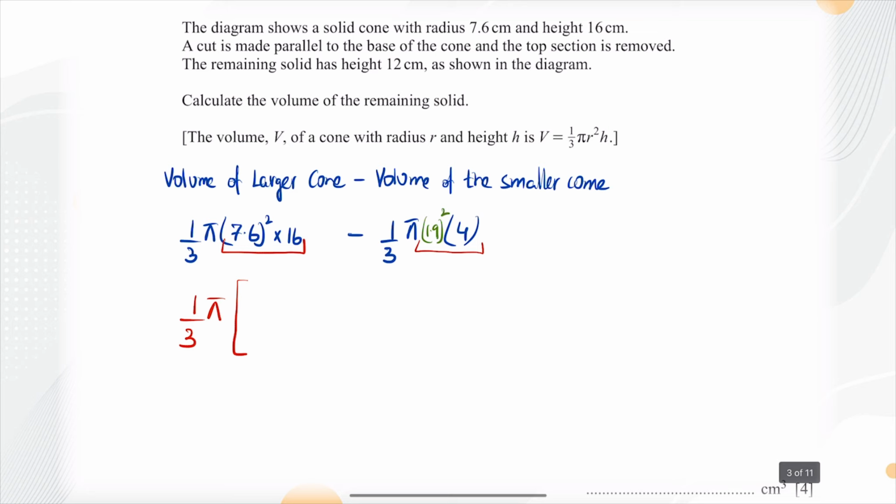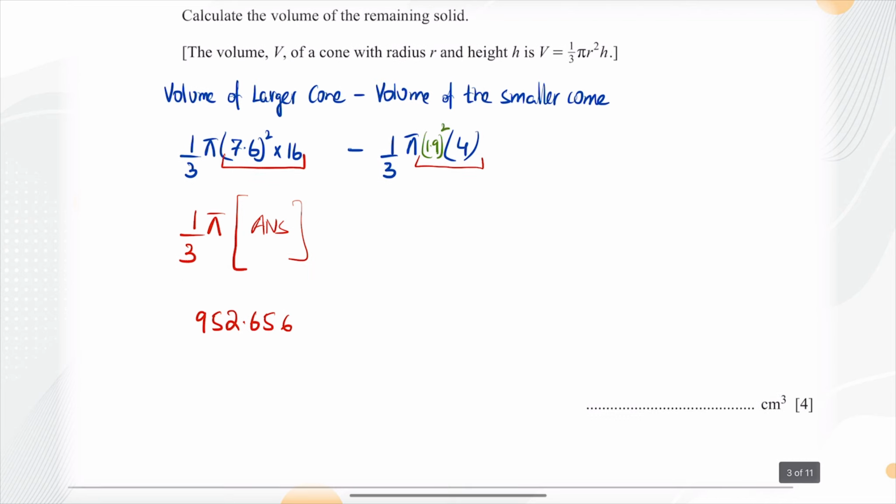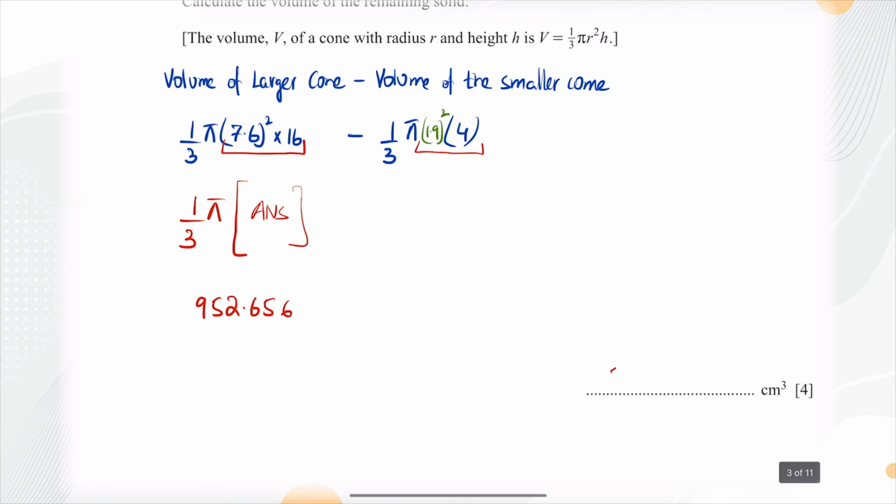So 1.9 square into 4, close the bracket, into 1 divided by 3 into pi. So here we are looking at, just write answer over here. What I'm looking at is 952.656 something, but when we give our final answer we will say 953 centimeter cube. Now there you go, that's the answer.